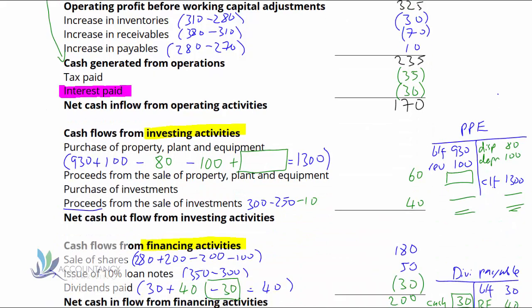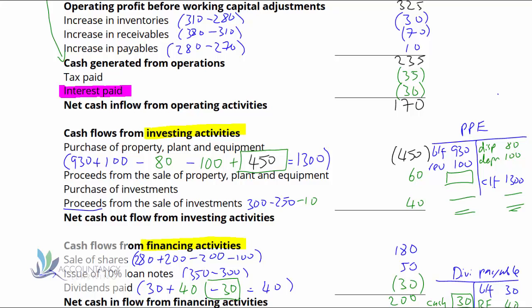We can now move on and look at our investing activities. Well, we don't have a figure for our property, plant and equipment yet, do we? So we know we started the year with 930. We increased that by 100 with a revaluation. We reduced that by 80 because there was a disposal. We reduced that by 100 because of depreciation. And at the end of the year, we've got 1,300. So that tells us that we must have had 450 of additions. Yeah, we spent 450 on additions. So we can put 450, but remember this is a cash outflow. We're spending money on those additions.